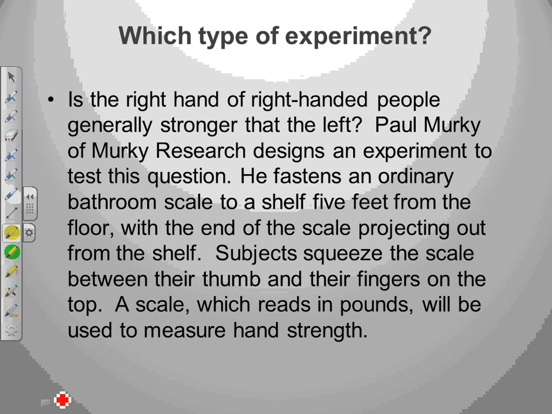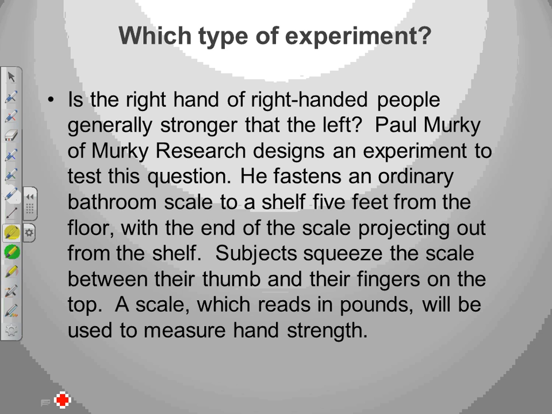All right. Which type of experiment should we use? We have a question: is the right hand of right-handed people generally stronger than the left? Mr. Murky of Murky Designs designs an experiment to test this question. He fastens an ordinary bathroom scale to a shelf 5 feet from the floor. At the end of the scale projecting out from the shelf, subjects are going to walk up to the scale and squeeze between their thumb and their fingers on the top. A scale which reads in pounds will be used to measure hand strength. So I guess the experiment is, are we stronger with our right hand than our left hand?